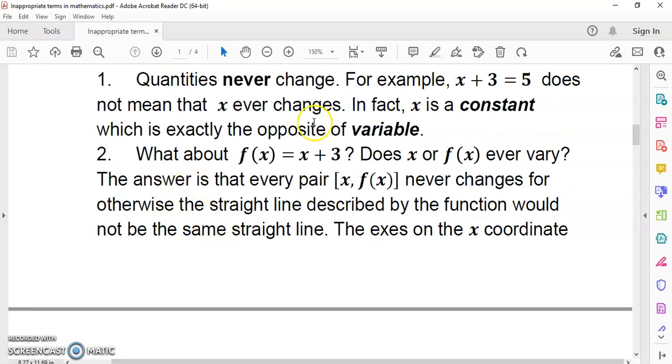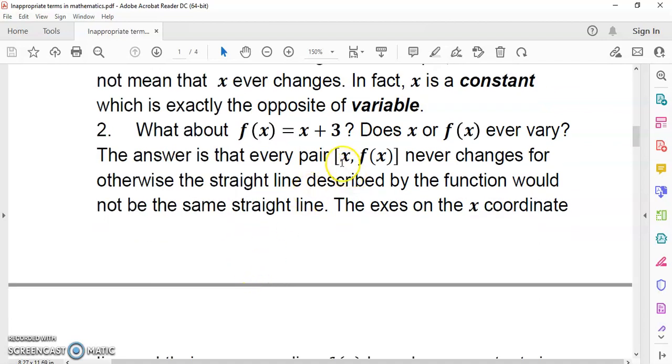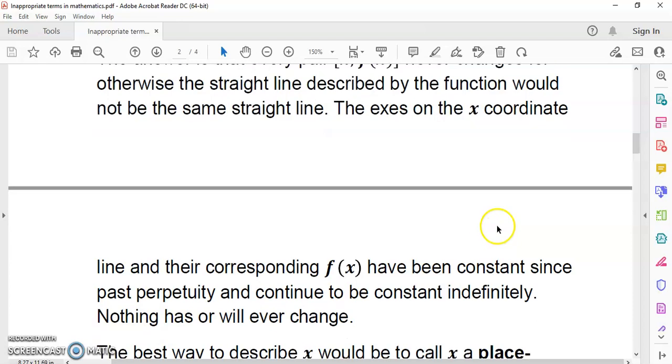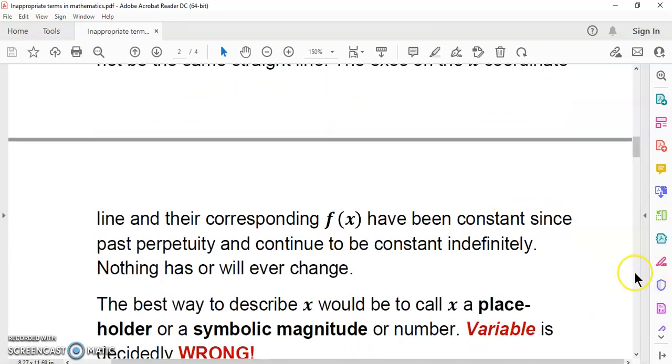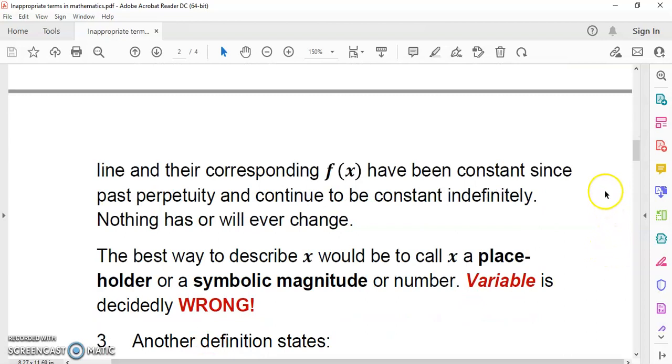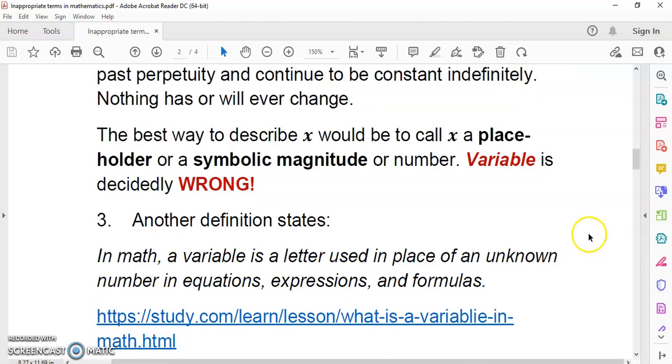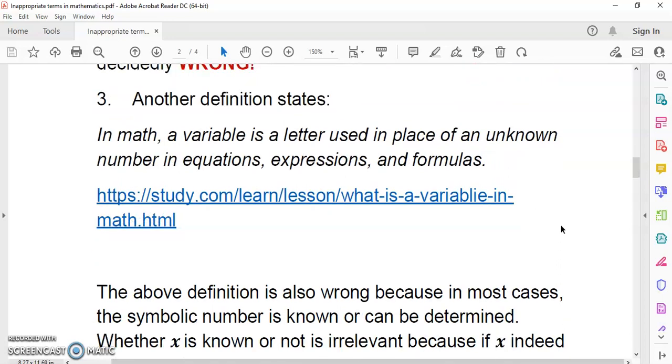So what about f of x is equal to x plus 3? Does x or f of x ever vary? The answer is very simple. Every pair x, f of x never changes, because then the straight line described by f would not be the same straight line. The x's on the x-coordinate line and the corresponding f of x have been constant since past perpetuity and continue to be constant indefinitely. Nothing has or will ever change. So the best way to describe x would be to call x a placeholder or a symbolic magnitude or number. Variable is decidedly wrong.